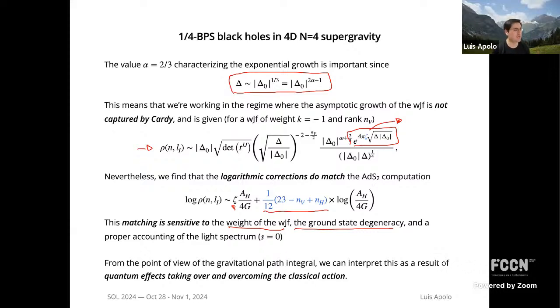So the reason why this is particularly interesting is because if you try to interpret this result from the point of view of the gravitational path integral, you find that quantum effects are taking over the classical result. So the classical result would be just having the area of the black hole over 4G. But you see that when you consider the quantum corrections, then the classical result is modified by this data, at least in this approach. Okay, but the log corrections do indeed match.